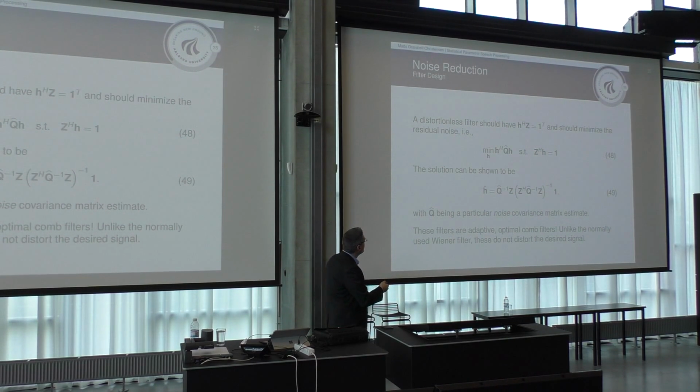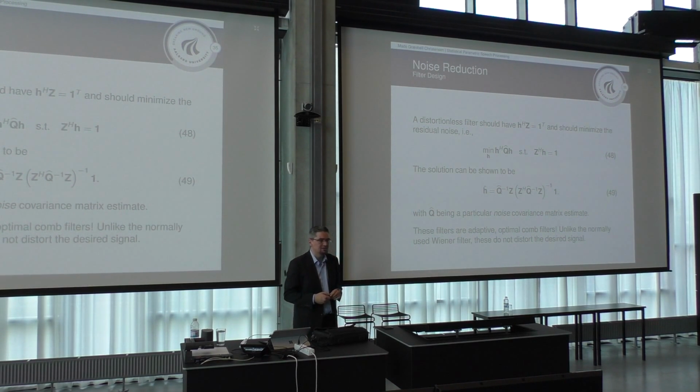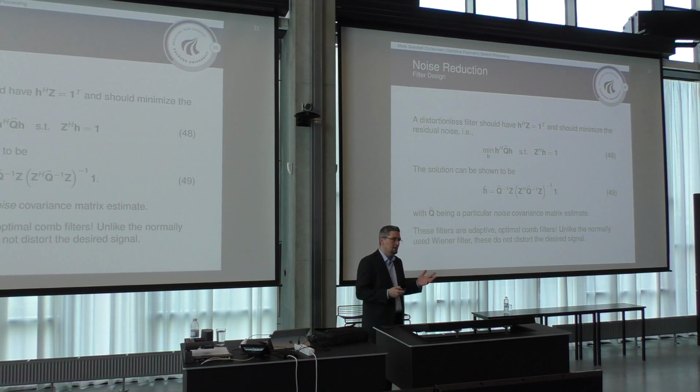And again, the optimization has the same form as before, but now we have the covariance matrix of the noise in here. We'd like to minimize that, and we'd like to guarantee that the harmonics pass undistorted. And it has this solution here, and in this case, this Q here is a particular noise covariance matrix estimate. I'll return to that in a second. So what are these filters? These are adaptive optimal comb filters, and unlike the normally used Wiener filter, they are distortionless. And they provide the optimal output SNR.